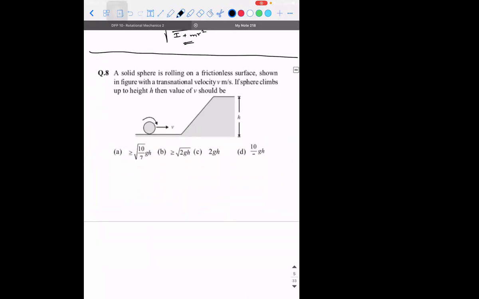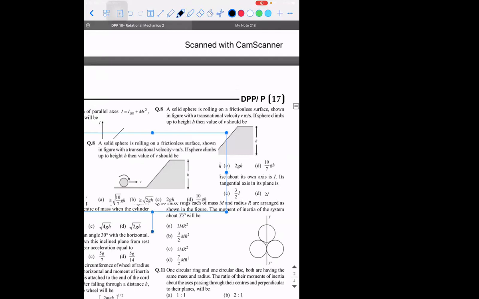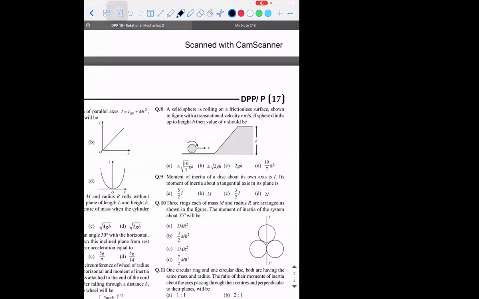A solid sphere is rolling on a frictionless surface, as shown in the figure, with a translational velocity of v meter per second. If the sphere climbs to a height h, then the value of v should be what? So what should be the value of velocity we need to give so that it is able to reach this height? They've asked the answer in terms of inequality. What is the last option? It is root of 10 by 7 gh.